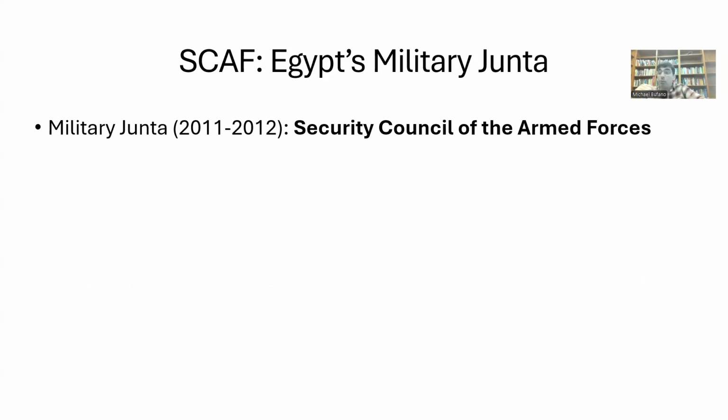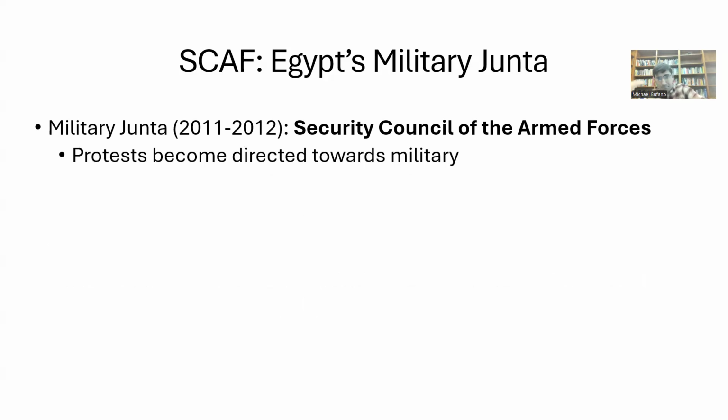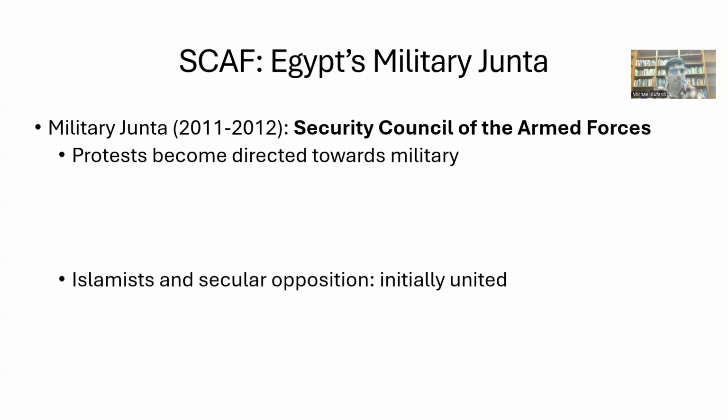So they create a junta called the Supreme Council of the Armed Forces, led by General Tantawi. He was the head of the armed forces at the time. But here's the thing. The protesters weren't happy with that. They had been so radicalized by the revolution. They wanted more than a change in Mubarak's leadership. They wanted democratization. They wanted a shift from a dictatorship to a new political system. So those protests in the following year became directed towards the military.